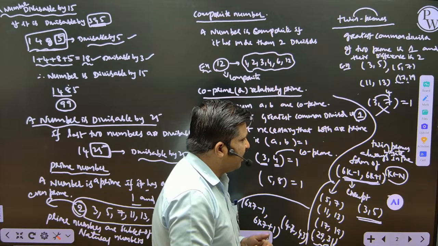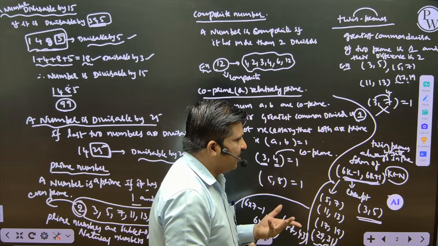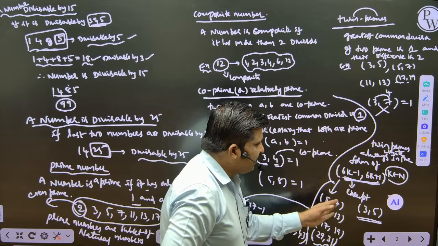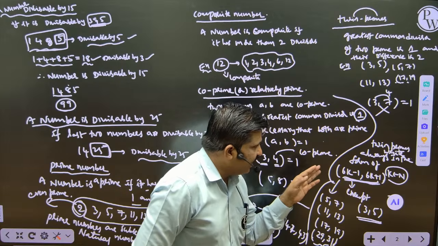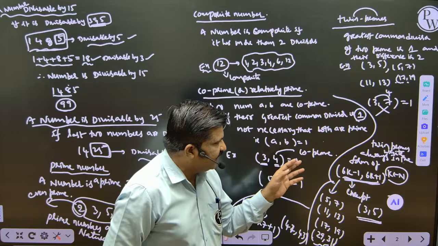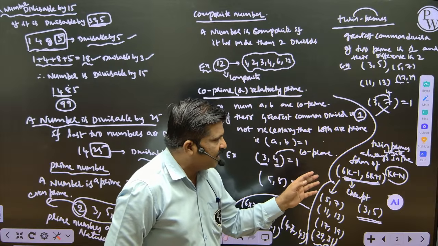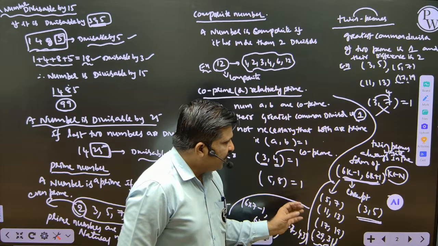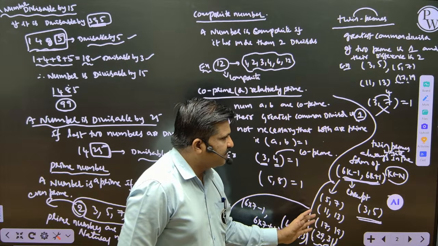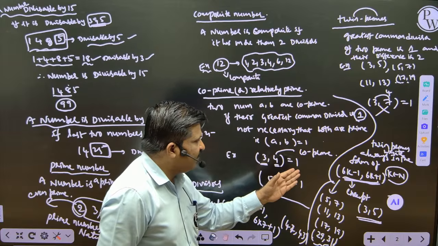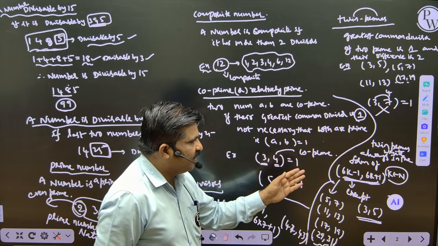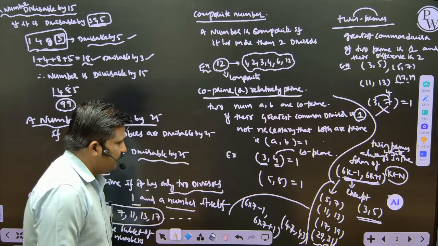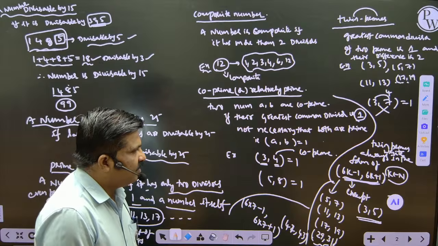Twin primes can always be written in the form 6k minus 1 comma 6k plus 1, where k belongs to the natural numbers, except 3 comma 5. So what does it mean? You take any set of twin primes, it is possible to write in that format 6k minus 1 comma 6k plus 1 where k is a natural number, but 3 comma 5 is not possible.